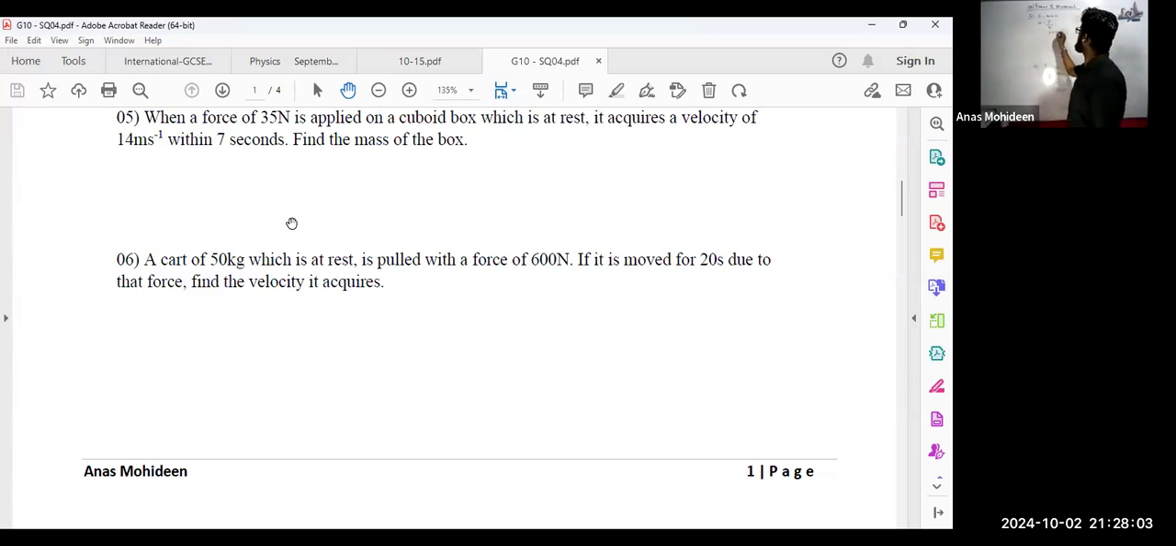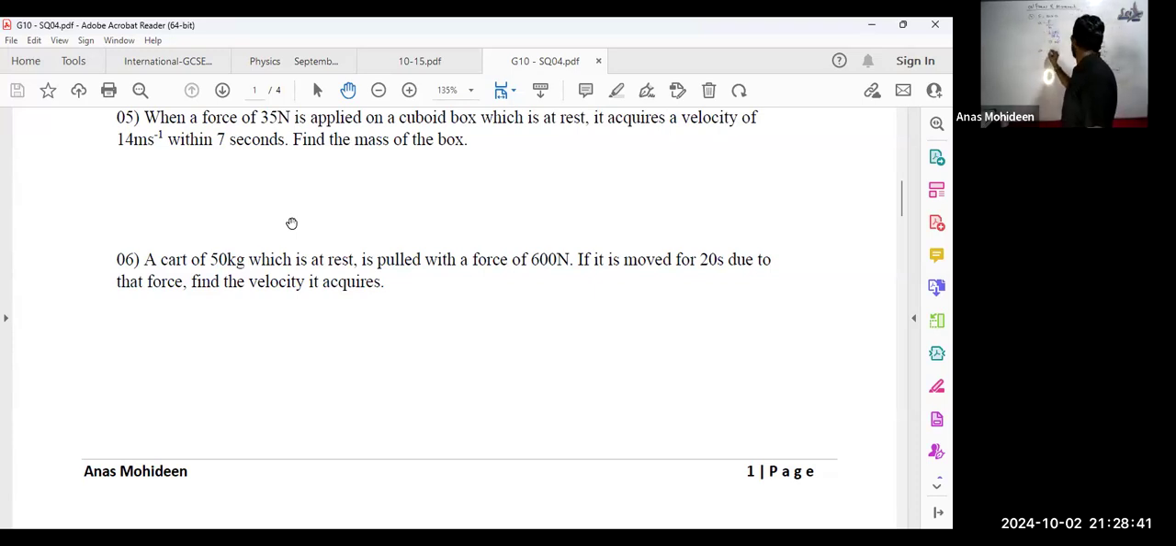Force is 600 Newton, dividing by the mass, how much is the mass? 50 kg. 600 over 50, how much? It is 12, right? So 12 meters per square second is the acceleration. Why did I find the acceleration? Because the question is asking for the final velocity, v. If you want to find the final velocity, you must know the acceleration. So I had to find the acceleration first.